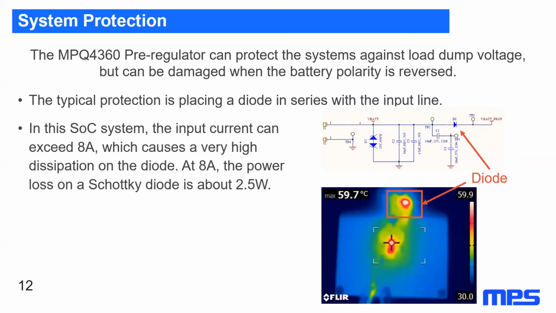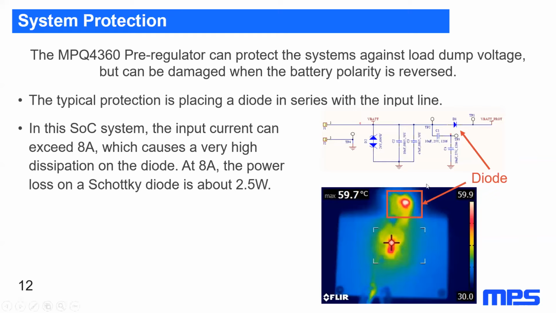In this SoC system, when the input voltage drops during the warm crank event, we can have input currents that exceed 8 amps. This would cause a very high dissipation in the diode. Even with a Schottky diode that has a quite low forward voltage, at 8 amps, this would cause a dissipation of about 2.5 watts. That is too much.